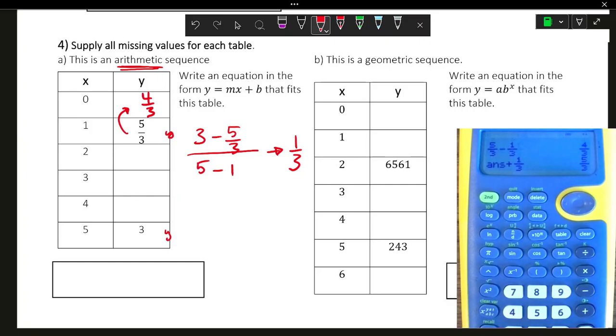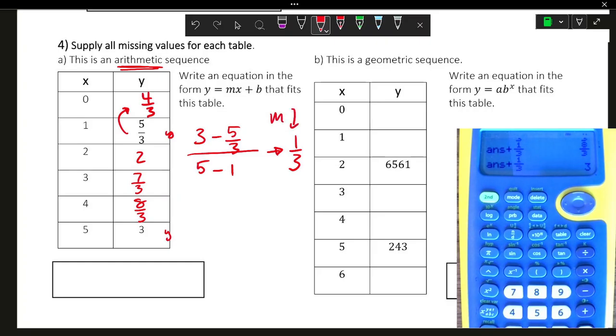Beautiful. And then I go to the number 2. That's 6/3, and then this should be 7/3, this should be 8/3, and that should be 9/3. So if I'm just double checking, I got 2, and then 7/3, 8/3, and 9/3. So the table's complete, and I know the 2 things I need. I know my parameters. My slope parameter is 1/3 and my y-intercept parameter is 4/3. So the equation is y is equal to 1/3 times x plus 4/3. That's that beautiful little linear equation right there.